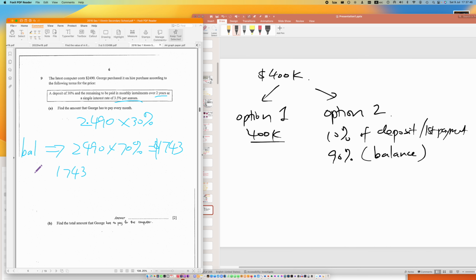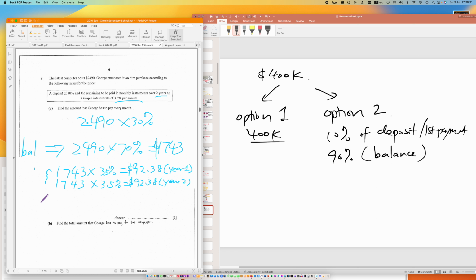Yeah. So first year interest is how much? Mine is 92.38. Once more, 92.38. This is the first year, right? Yes. Then take the 1743 again because it's simple interest. Times 3.5%. So I get the same thing. That's it. So the total interest is these two added up.